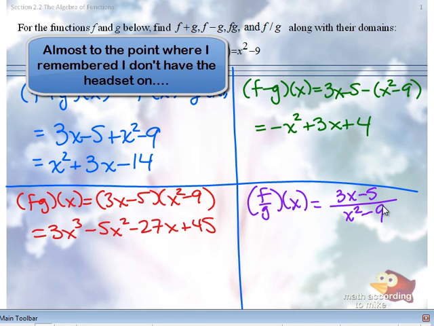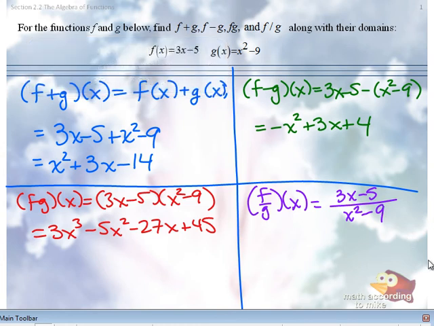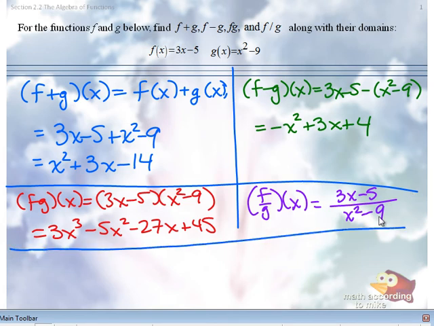All right, let's talk about domain. As stated, the first three, f plus g, f minus g, and f times g, all have the same domain. To figure out the domain, you have to figure out the domain for the individual functions. Don't look at the final answer to figure out domain. So what's the domain of f? Looking at function f.